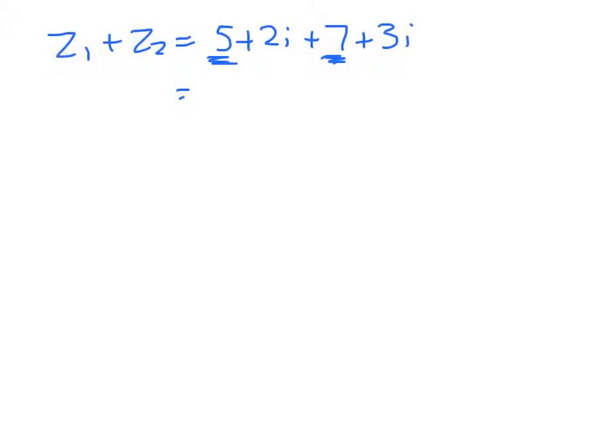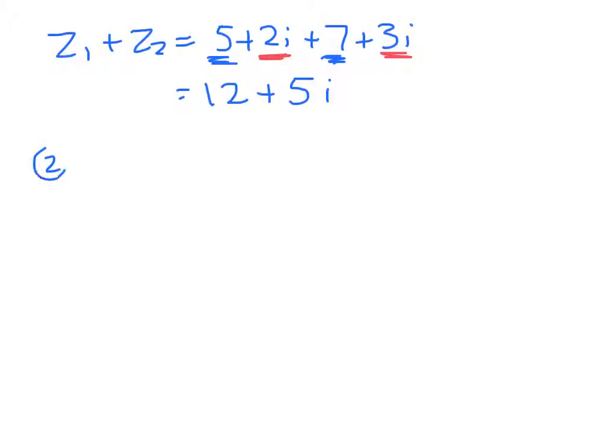Okay, so Z1 plus Z2 is equal to 5 plus 2i plus 7 plus 3i. All we do is put the real parts together and we get 12, and we put the i parts together and we get plus 5i. It's just like collecting up like terms, only we're doing it with numbers.